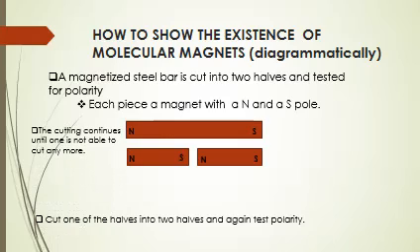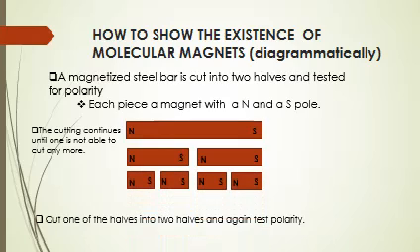Now you can also continue cutting these halves until one is not able to cut anymore. After testing for polarity, you also see that these halves are also magnets with north and south poles. So you continue cutting these halves into smaller halves, until one is not able to cut any more.